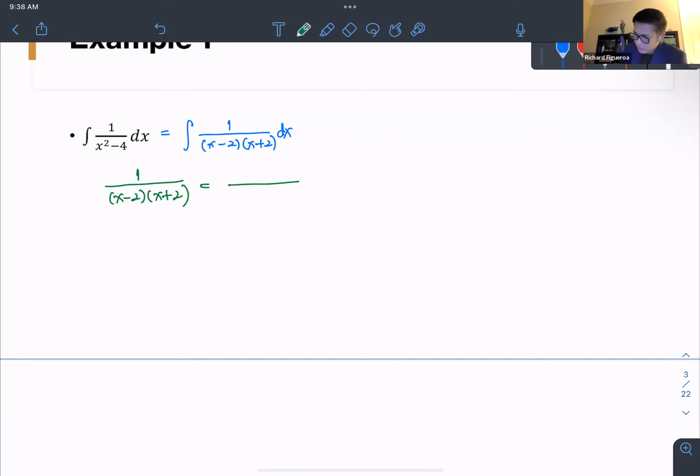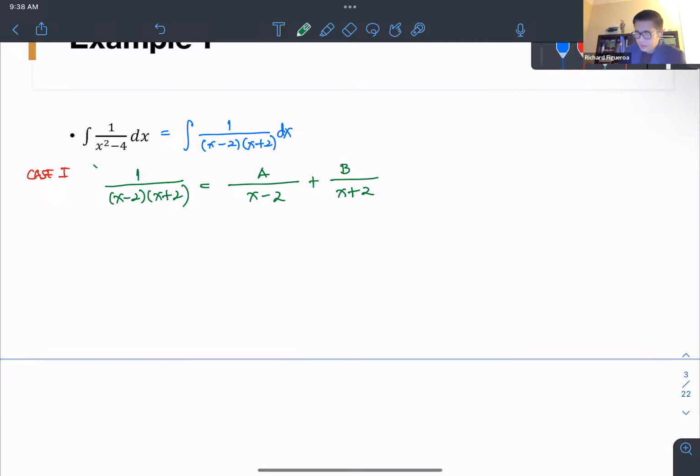I'll start with the first factor, which is x minus 2. The second factor is x plus 2. And since this is case 1, linear and at the same time non-repeating, I'll just have A there, and I'll have B here.